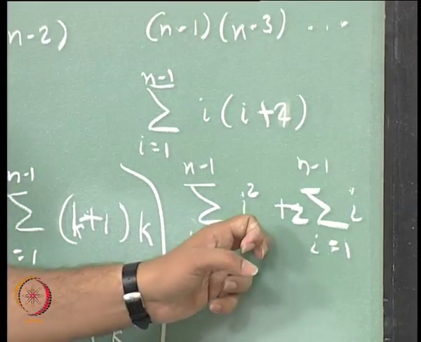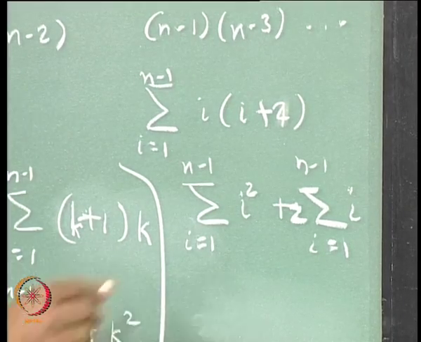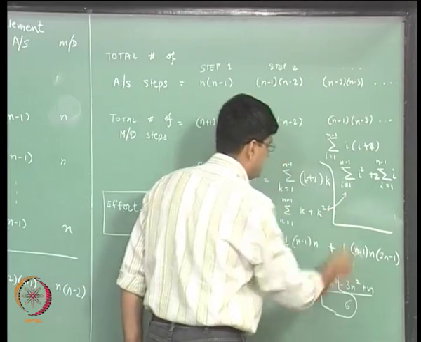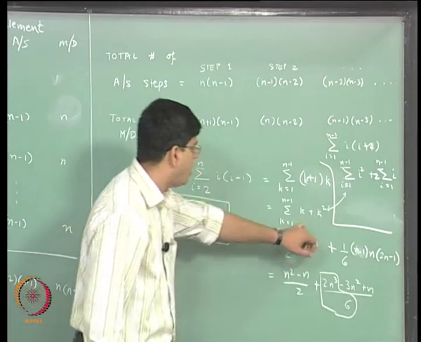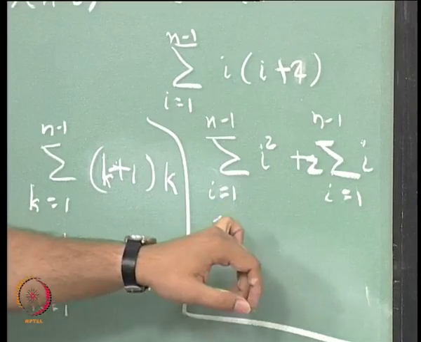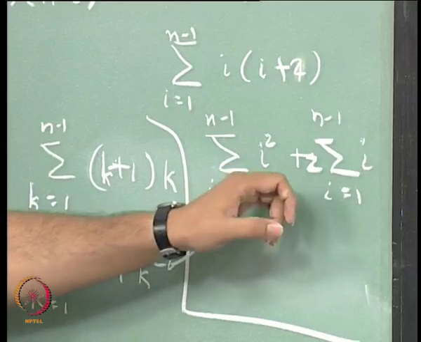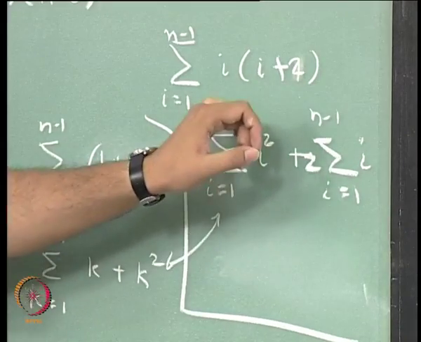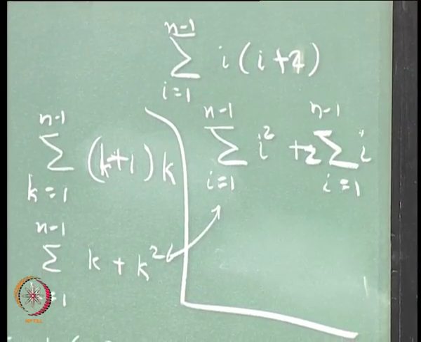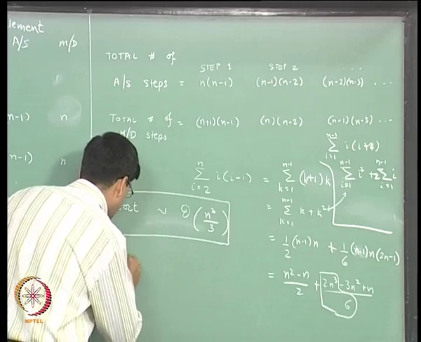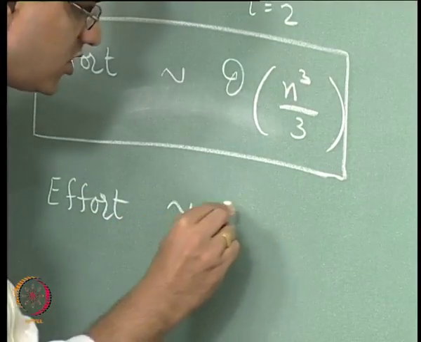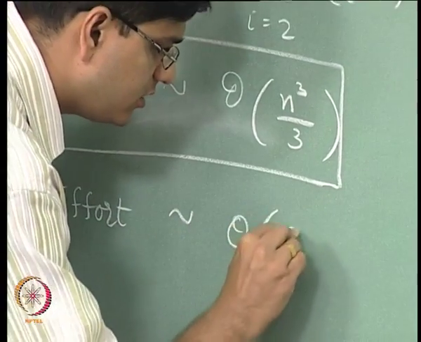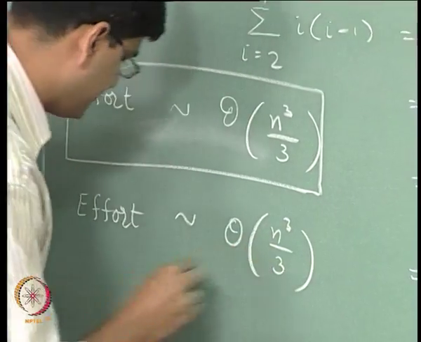Okay. And this summation of I squared is the same as summation of this I squared. So, again the order of effort is going to be determined by summation of I squared, where I goes from 1 to n minus 1. So, for multiplication division steps also, effort is of the order of n cube by 3.